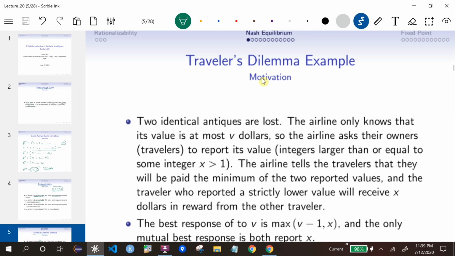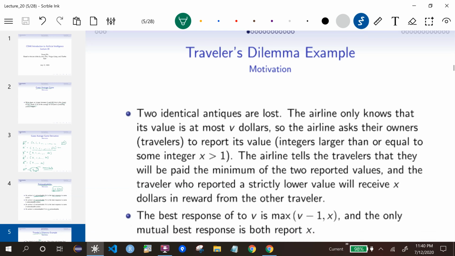Lecture 20, Part 2. So in this part, we will talk about Nash equilibrium, which is arguably one of the most important concepts in game theory. And let me start with another game called Traveler's Dilemma.